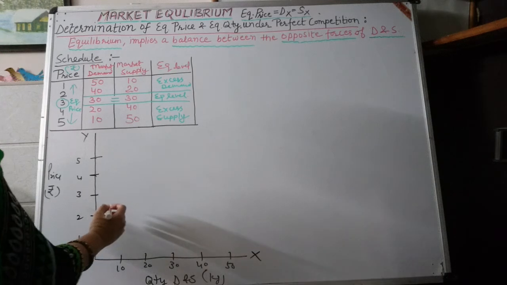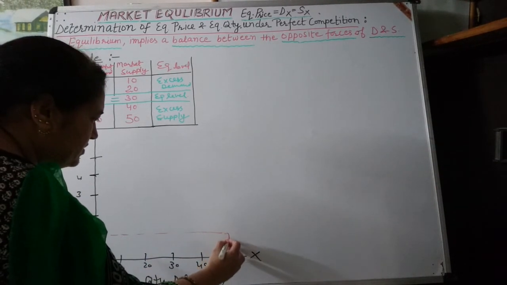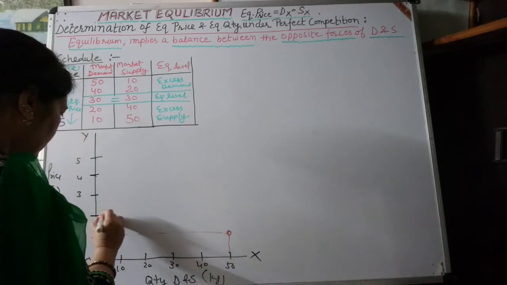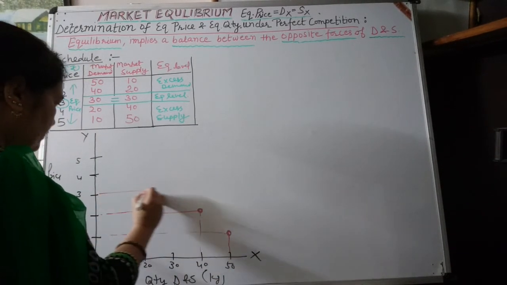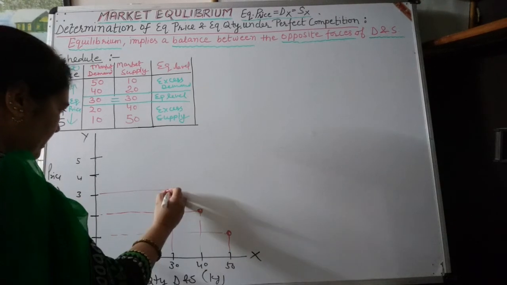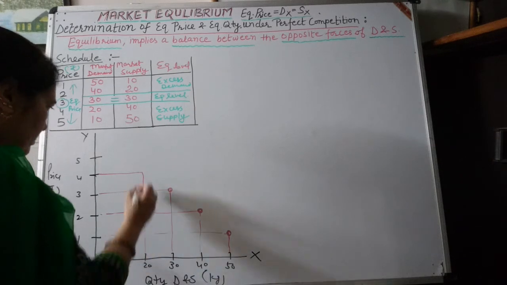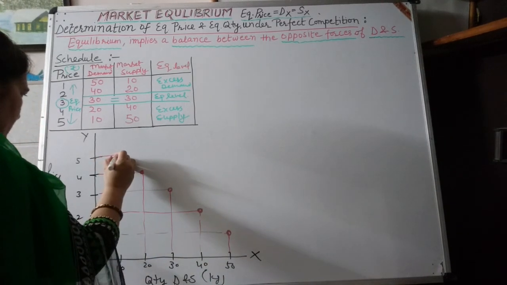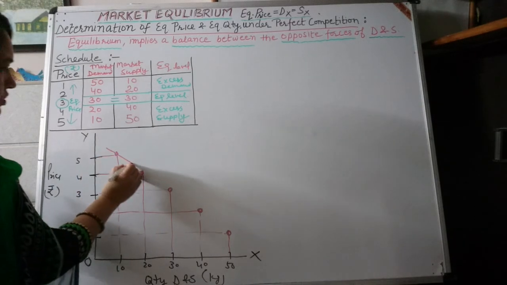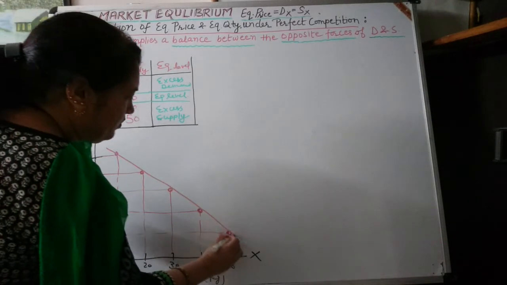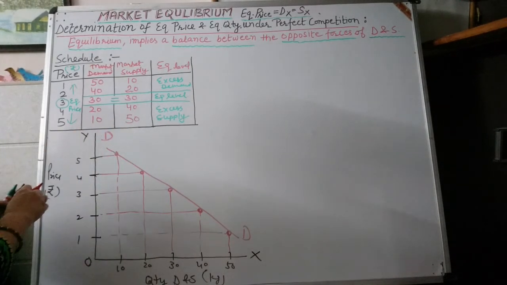At the rate of 1 rupee, demand is just for 50 kilograms. At the rate of 2 rupees, demand is 40 kilograms. At the rate of 3, demand is 30. At the rate of 4 rupees, demand is just for 20 units. At the rate of 5 rupees, demand is 10 kilograms. So, sloping downward from left to right, this is the DD demand curve.